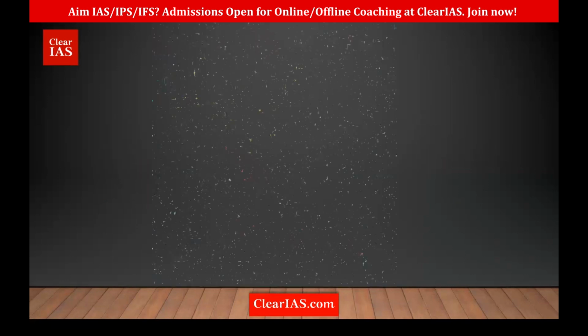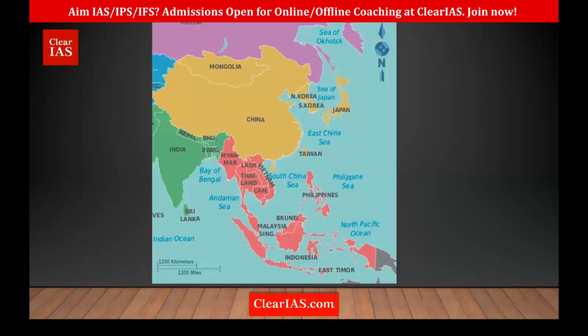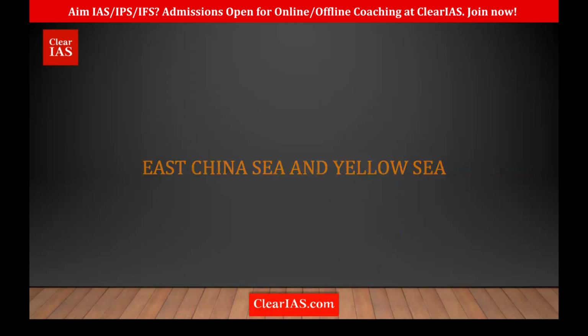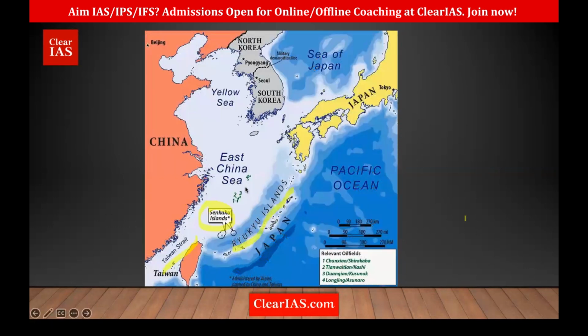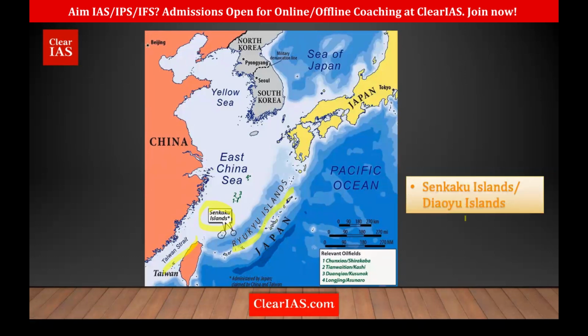Then we saw East and Southeast Asia: Sea of Okhotsk, Sea of Japan, East China Sea, South China Sea, Andaman Sea, Bay of Bengal, and what? Yes, the Indian Ocean. First we saw the East China Sea and Yellow Sea. You can see the location of the Yellow Sea and East China Sea. Why is it important? Senkaku Islands, or the Diaoyu Islands. That is actually Japan's territory, but China claims it as their own.